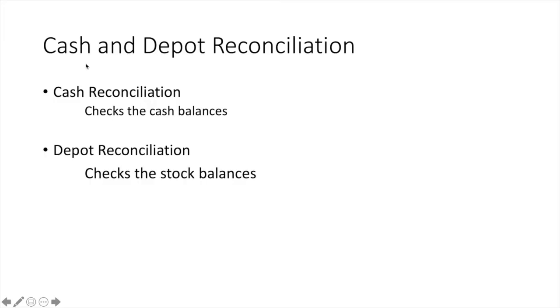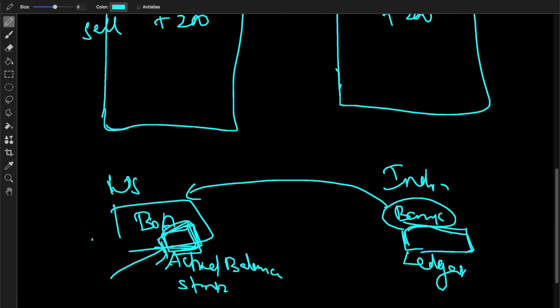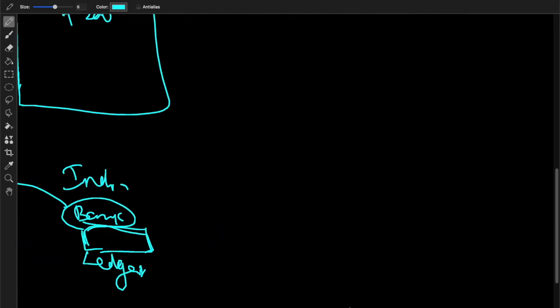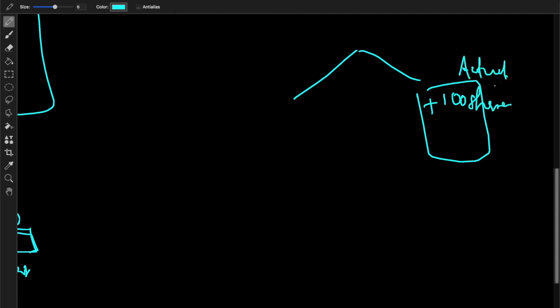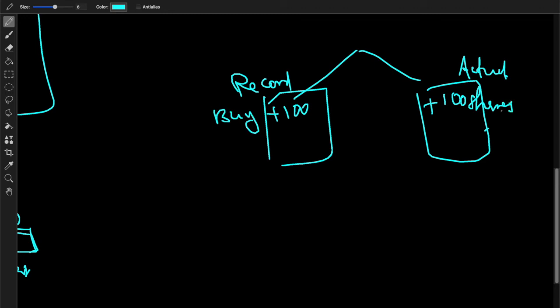Reconciliation can also be classified into cash and depot reconciliation. Cash reconciliation will check the cash balances. Depot reconciliation will check the stock balances. Again, the same logic, but instead of cash, here it will be all stocks. When I'm buying, let's say I'm buying 100 shares, this is the actual. Actually, it will have 100 shares in my account. And from the record point of view also, whether I have 100 shares or not. So this is depot reconciliation.